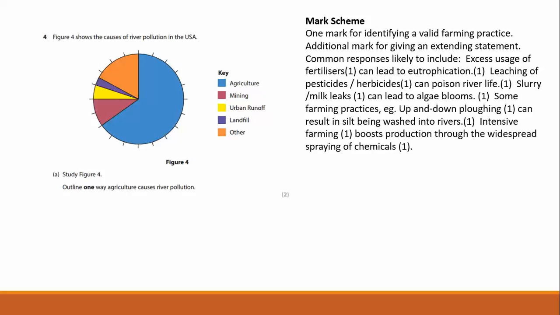So the first question: outline one way agriculture causes river pollution. This caused some of you some problems because it didn't actually use the graph in the slightest, aside from the fact that agriculture was the biggest river polluter. You got an idea for the mark and then an idea for the development. A lot of you came up with the fact that agriculture uses lots of fertilisers, which can then lead to eutrophication, or it can lead to pesticides and herbicides poisoning river life.